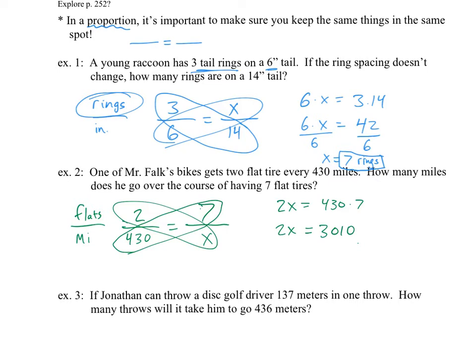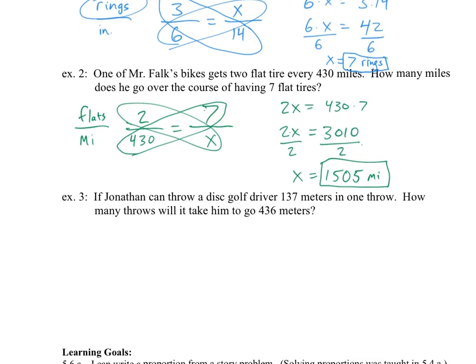All right, now I'm solving for x. x was multiplied by 2, so I'm going to do the inverse. I'm going to divide by 2, and x equals 1,505. And 1,505 what? Well, that's my x value, which is the number of miles. So in theory then, I can go 1,505 miles and have 7 flat tires. That's pretty awful. Need new tires.